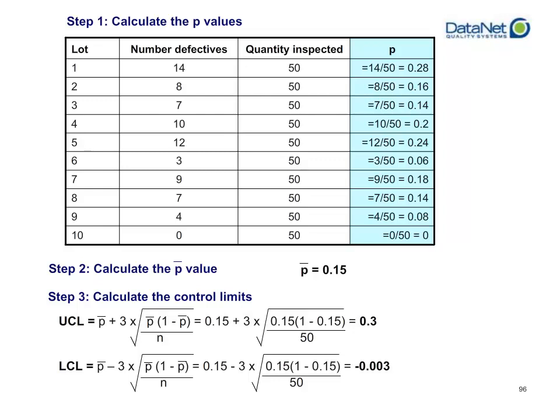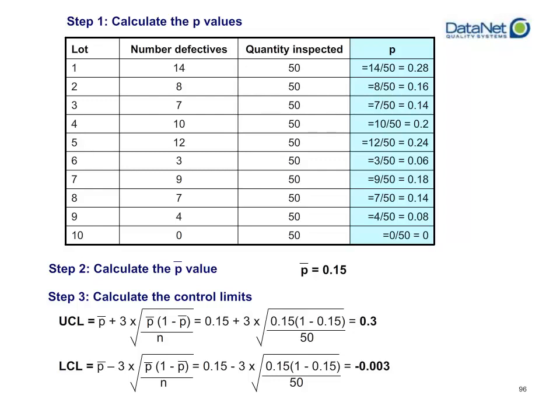It's really important to keep your order of operations here. Work from the inside out: do your multiplication first, then do the division by the n, then take your square root, then multiply that times 3, and then add that to your p-bar value. In this case, go ahead and calculate your upper control limit to be 0.3, or 30%.